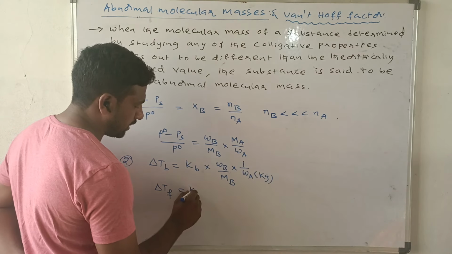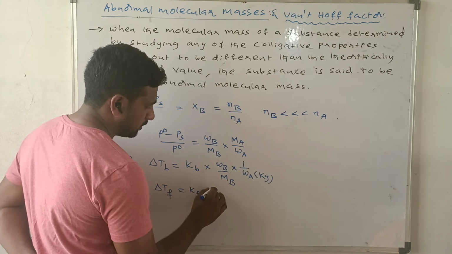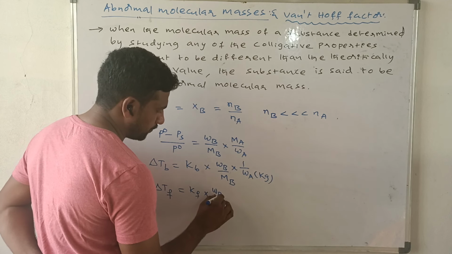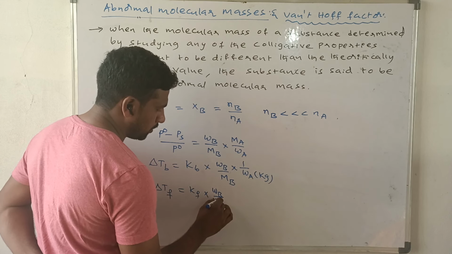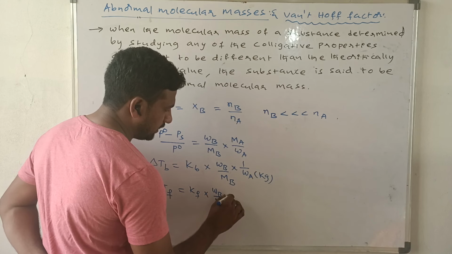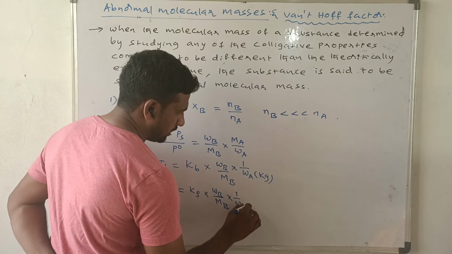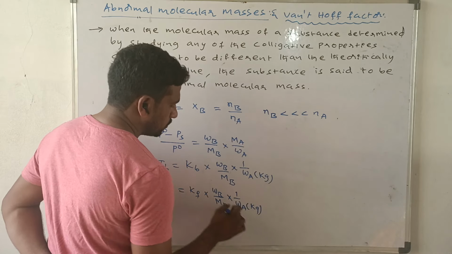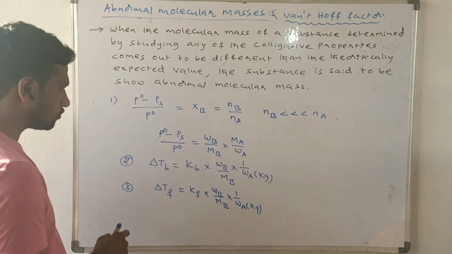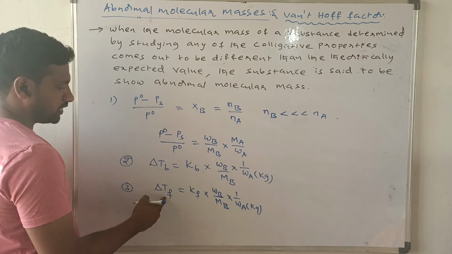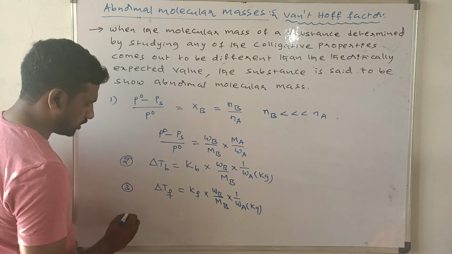We can write Kf into the weight of the solute by molecular mass of the solute into 1 by the weight of the solvent in kgs, which you need to take in kgs. So this is about depression in the freezing point.